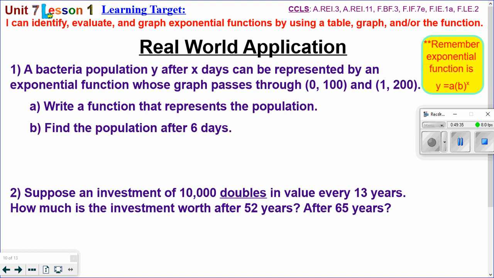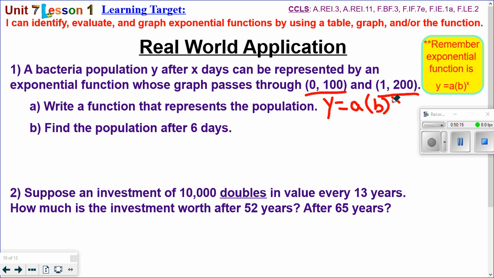Okay, so let me go here. Remember, the exponential function is a times b to the x. To write an exponential function that represents the population, let's read number 1. The bacteria population, y, after x days, can be represented by an exponential function whose graph passes through (0, 100) and (1, 200). We're going to put y equals a b to the x.